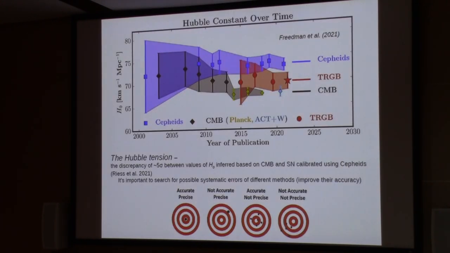And the precision of determinations of the Hubble constant was getting better and better over the years. And at some point, it became apparent with Planck observatory.